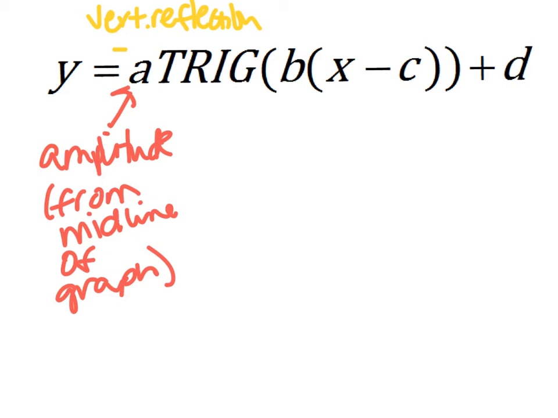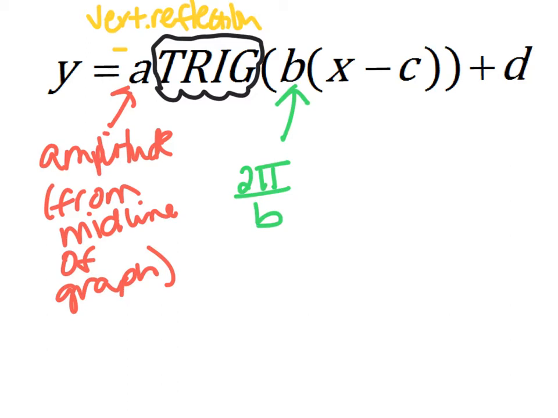And then the trig basically just means any trig function. Could be sine, cosine, tangent, secant, cosecant, or cotangent. The b, when you do 2 pi over b for sine and cosine, and then cosecant and secant later that we'll do, tangent and cotangent are slightly different. That basically gives you the period of your graph. That tells you how far from the beginning of one cycle to the end of one cycle your graph is going to be. So it'll either make it bigger or smaller depending on what number you have in there.